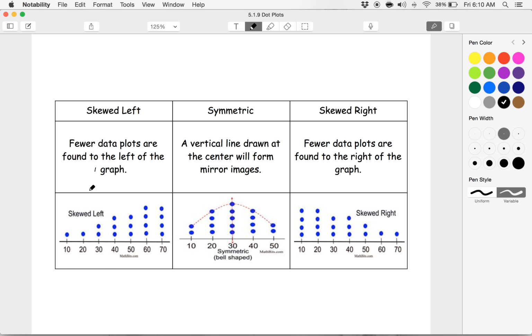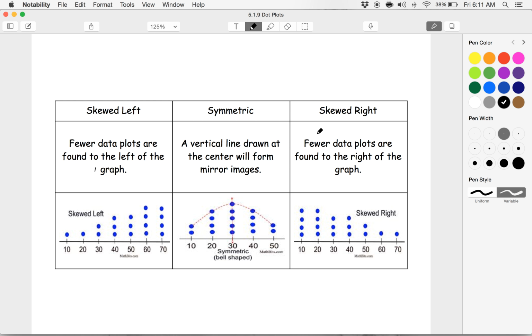So, this one, see how there's an empty space on the left? We call this skewed left. This side, it makes a really nice even curve. And it's pretty much the same on both sides, so we call this shape symmetric. And then this last one, see how there's an empty space kind of over here to the right? We call this skewed right.